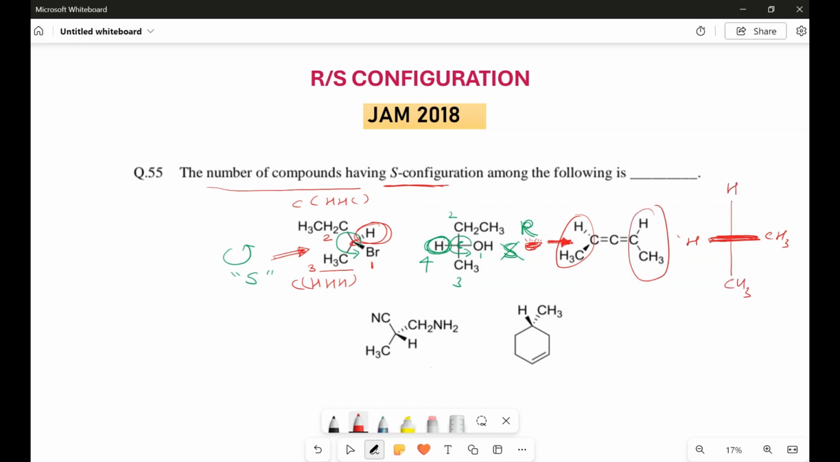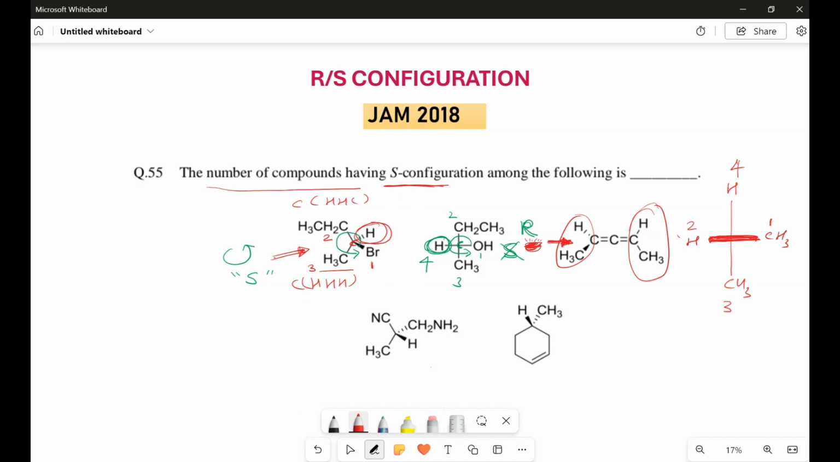As I told, I'm viewing from this side, so they become the near group for me. So I should label them first, give priority to them first. So CH3 first priority, hydrogen second priority, and then label the priority of the far group. So these vertical groups become third priority and fourth priority. So 1, 2, 3. Again, it is taking the anti-clockwise direction.